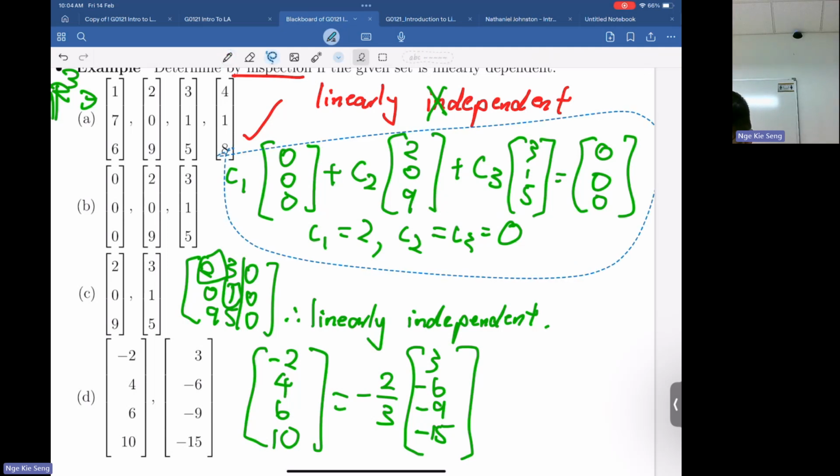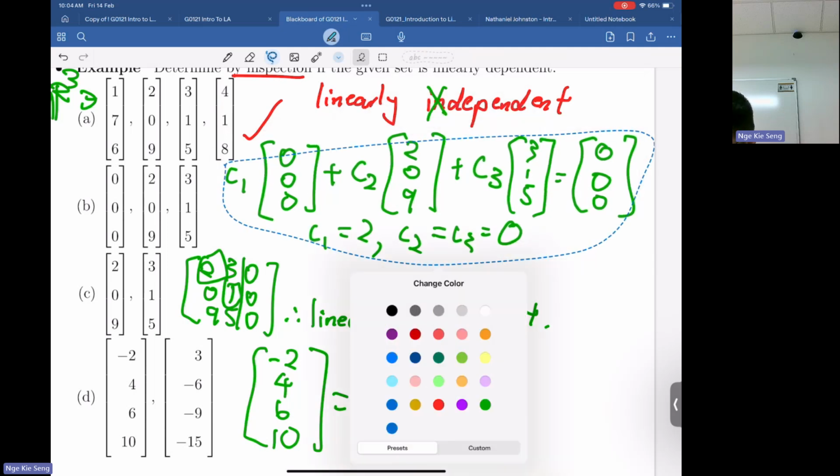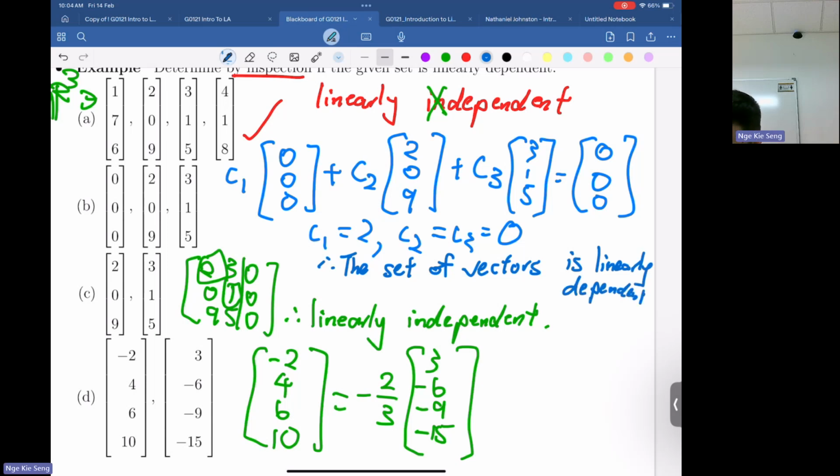Sorry. So I will make a conclusion here, right? Since we got this solution here, let me make it a different color, easier to see. So this part: the set of vectors is linearly dependent. Why is it dependent? Because you have a non-zero solution. Obviously, if you put 0 here, it still solves, right? But the problem here is you have more than the zero solution.